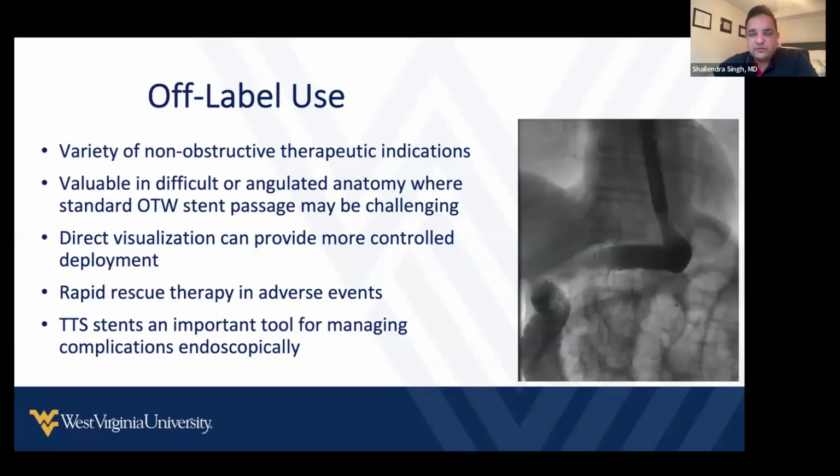Especially if you are in the duodenum or even in the stomach in a difficult angulated anatomy, over the wire stents will not have enough traction and they are more straight. So those stents will be challenging to place, but with a through the scope stent, if your therapeutic scope is able to go through that angulation, then you can directly deploy them, and they can be deployed in a more controlled manner. In situations such as we talked about, esophageal varices bleeding or perforation with dilation, they can be used as a rapid rescue therapy, and there is no need to use the endoscope.